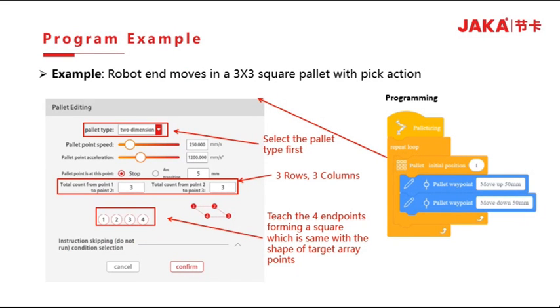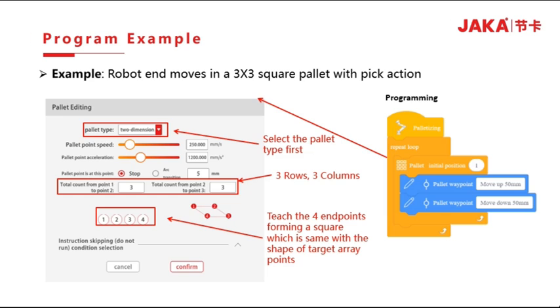This example shows the robot end moving in a 3x3 square pallet with a pickup action. In the program on the right side, the program keeps looping from the pallet initial position 1. Including 2 waypoint movements, the robot will move up 50 mm and move down 50 mm when reaching each pallet.